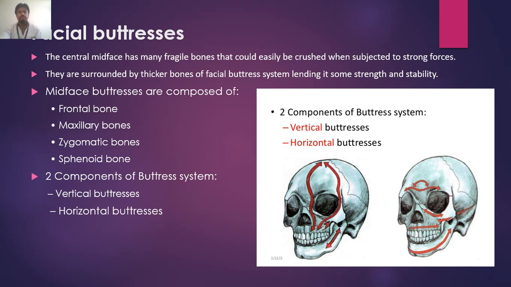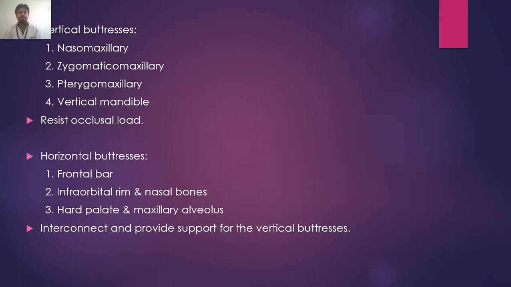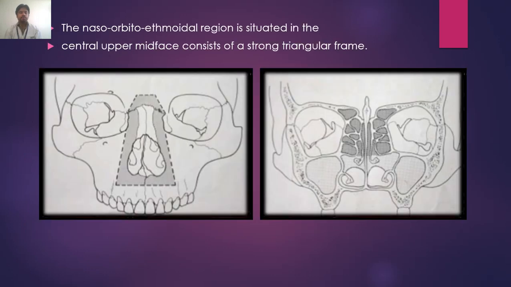As you can see in the diagram, the horizontal and the vertical buttresses of the midfacial region. Vertical buttresses are nasomaxillary, zygomatic-maxillary, pterygomaxillary, and they all resist the occlusal forces. Horizontal buttresses are frontal bar, infraorbital rim, nasal bones, hard palate, and maxillary alveolus. They interconnect and provide support for the vertical buttresses.